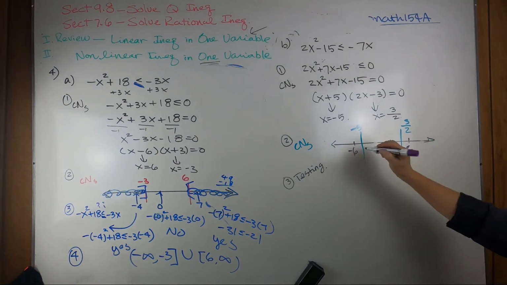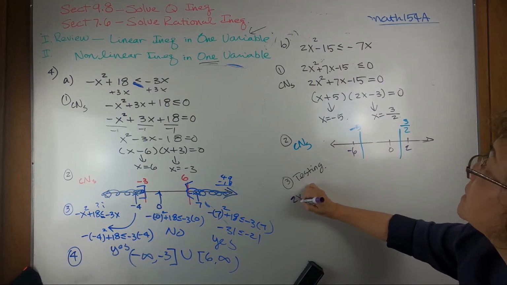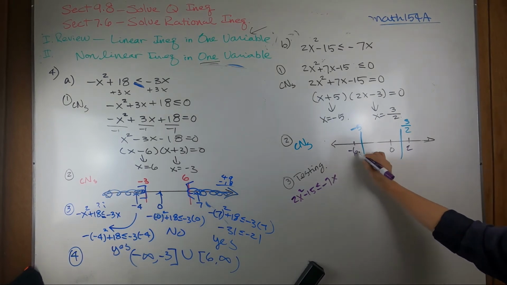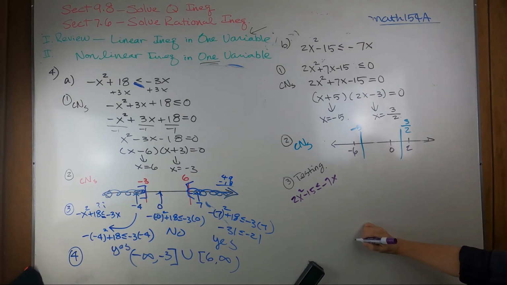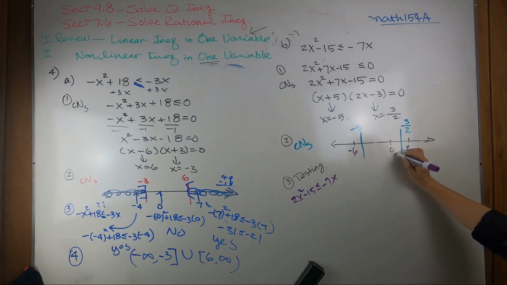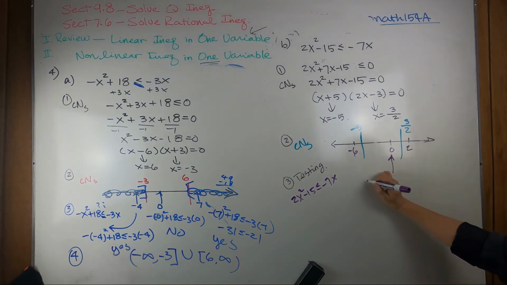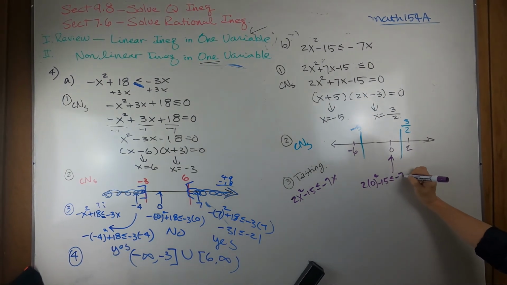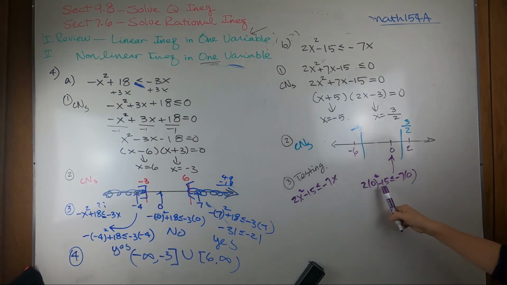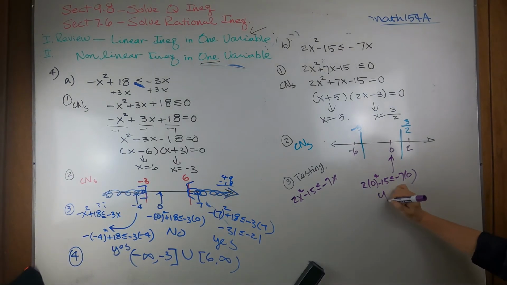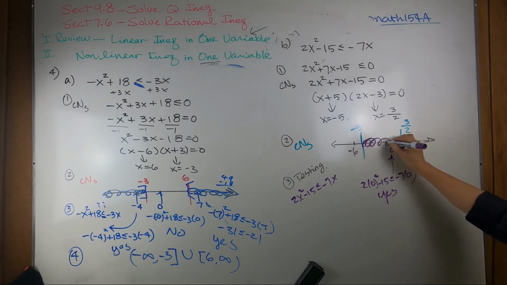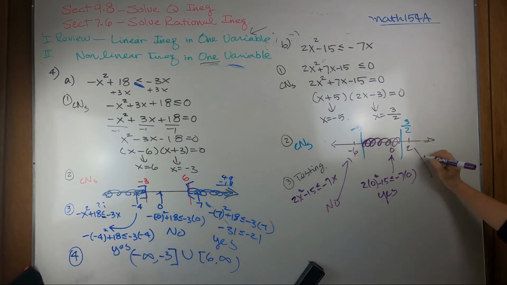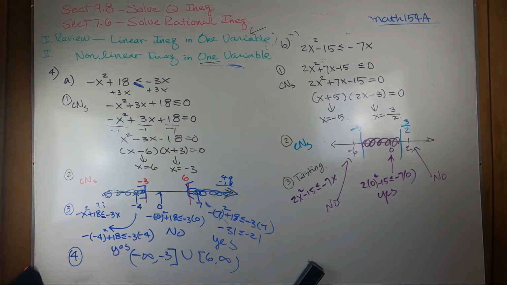So you plug into the original, 2x squared minus 15 is less than 7x. You plug in negative 6, then you plug in 0. Plugging in 0 will be 2 times 0 squared minus 15 less than negative 7 times 0, so negative 15 less than 0. Yes, so this will work. And you test this, it will not satisfy the conditions.